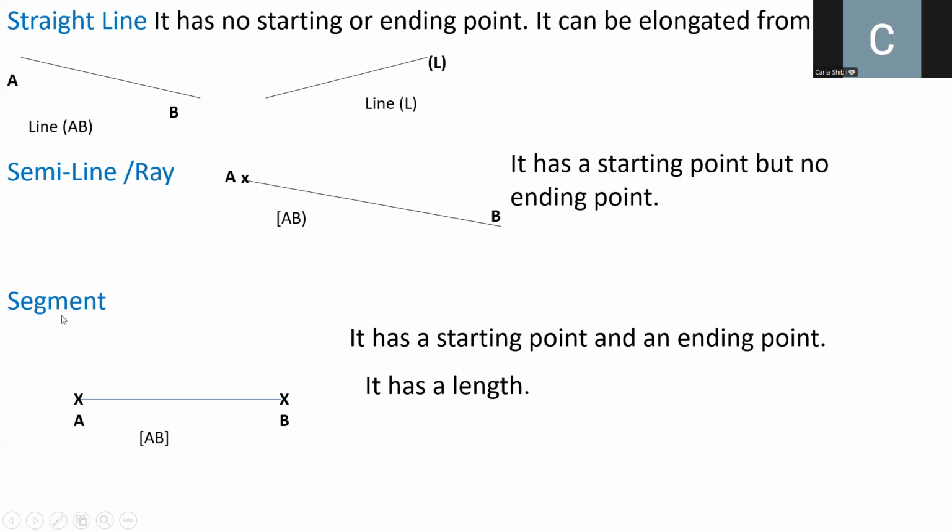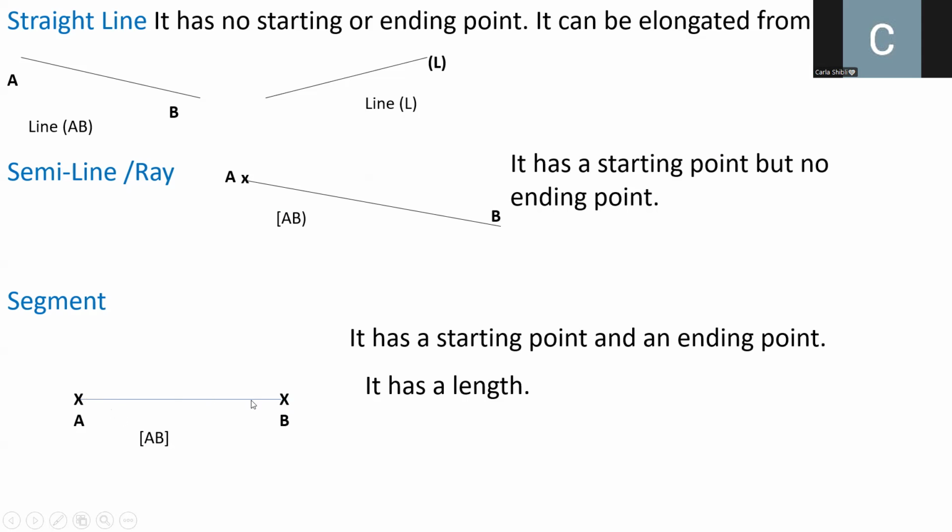Then we talked about the segment. The segment has a starting point and it also has an ending point. That's why whenever you are asked to draw a segment, I give you the length of the segment. So every segment has a length. So as you can see, we have segment AB. It is closed from A and it is closed from B.